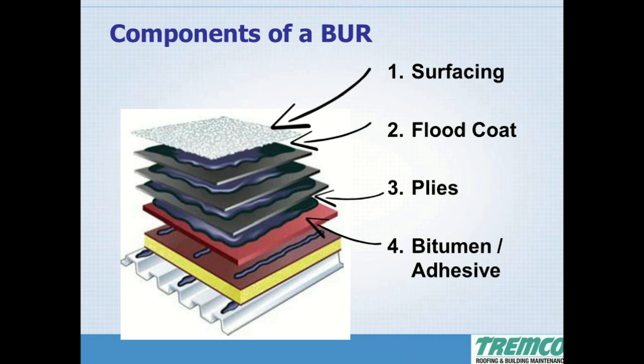On the top, you have your surfacing. In this case, it is aggregate, and we'll get into more detail in the next slide. Then underneath that, we have our flood coat. Then we have our plies, and those plies are adhered with bitumen and adhesives.